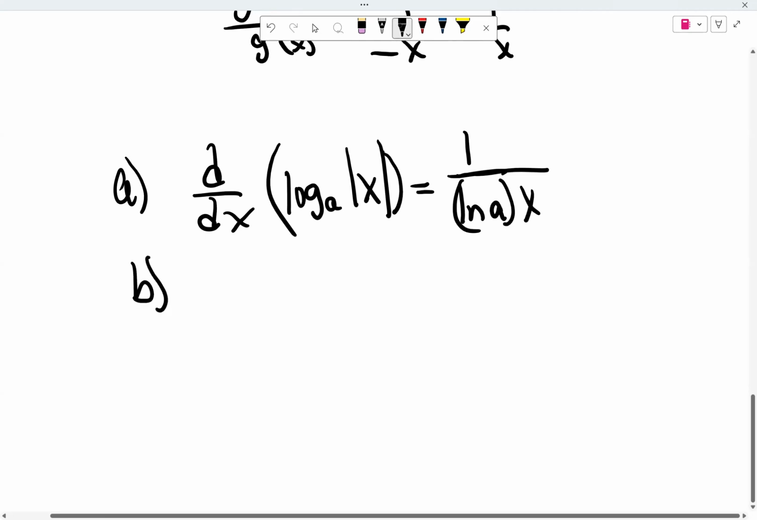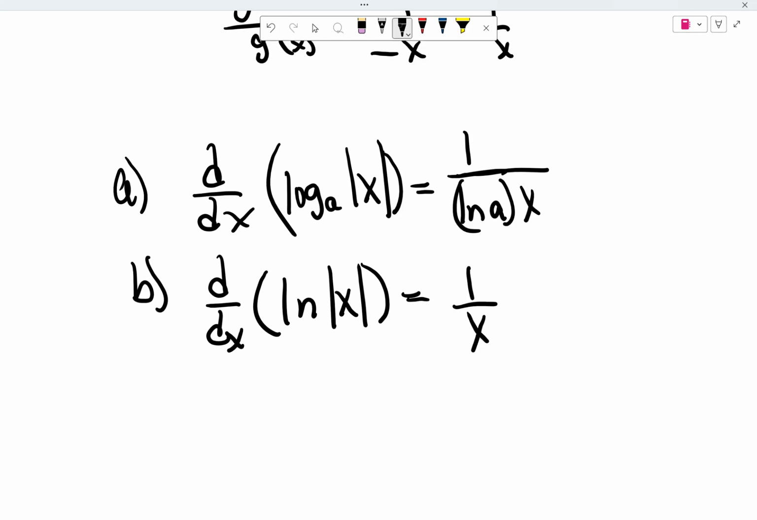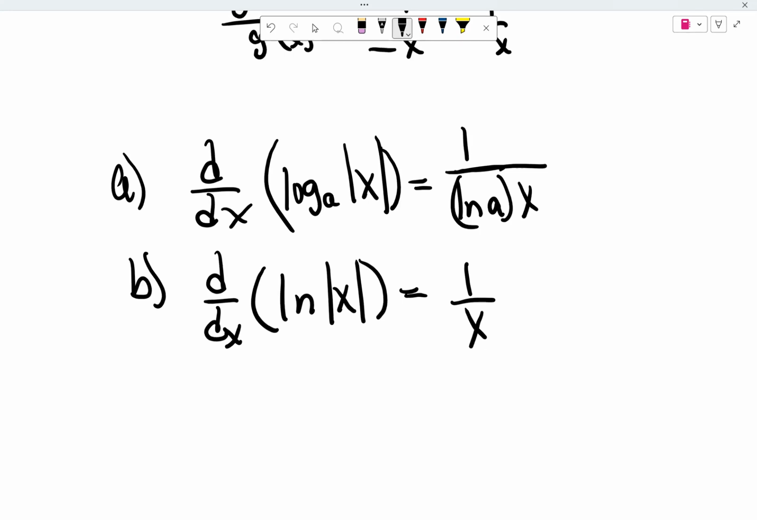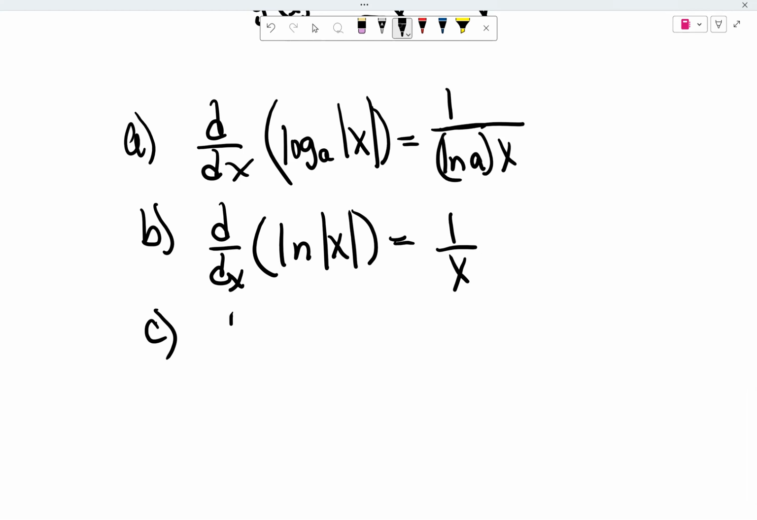If I look at B, what if I have the derivative d over dx, and this time I'm looking at the natural log of the absolute value of x? Well, this is simply going to be 1 over x. And this is one of those, it is what it is. It's like a function notation we use.